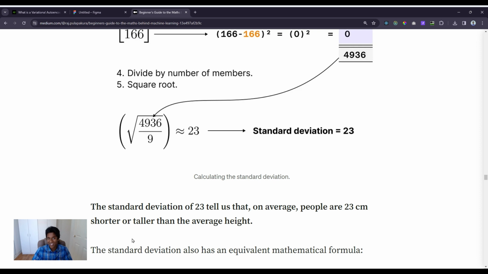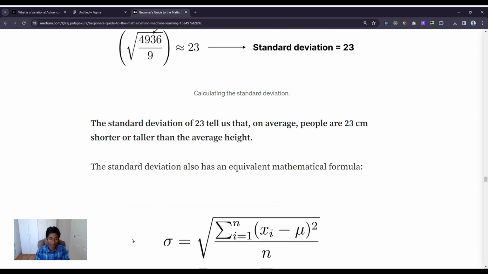So what does the standard deviation tell us? Well, it tells us that on average, people are 23 centimeters shorter or taller than the average height. So that's the approximate range you can get of these heights.